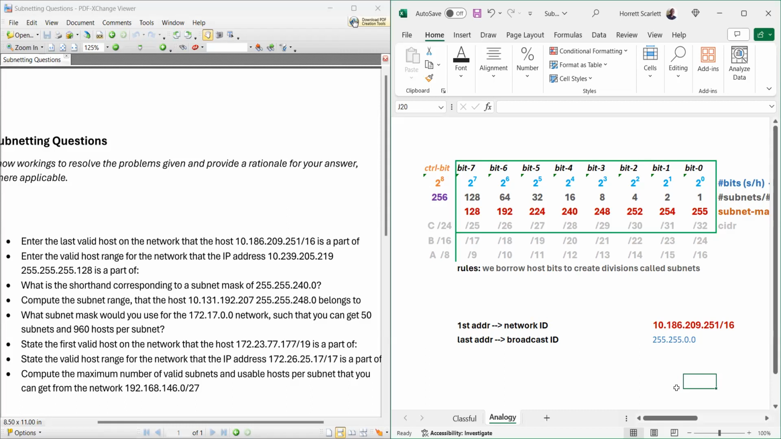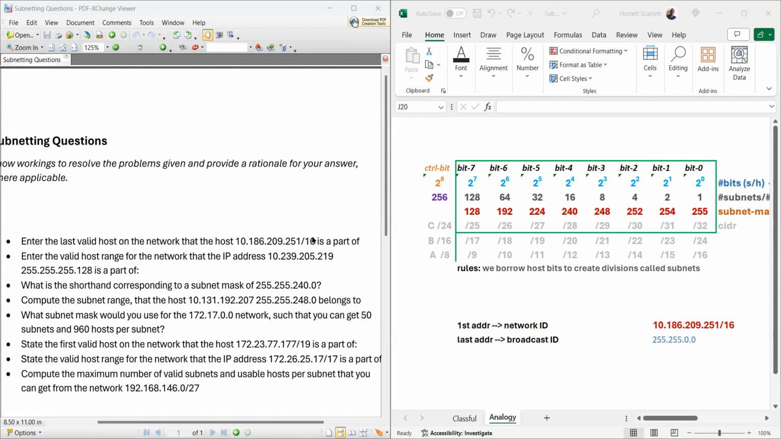well, let me ask the question to the class. How many bits are allocated for network, and how many bits are allocated for host? That's a good question, sir. Thank you. I was saying 16 for the network and 16 for the host. All right, so 16 for the network and 16 for the host. How do we know that it is 16 for the network? What tells us that? The 16 at the end.